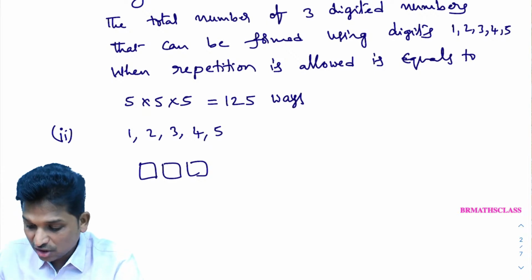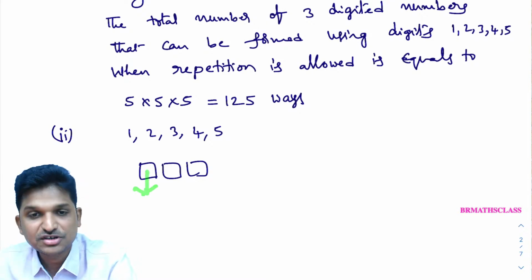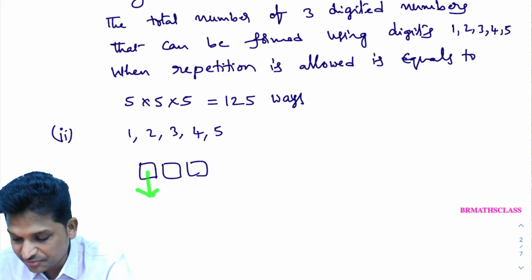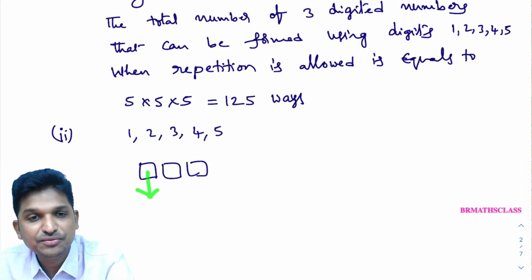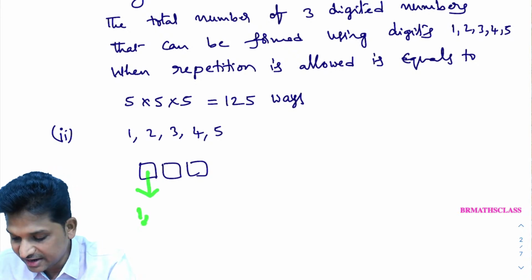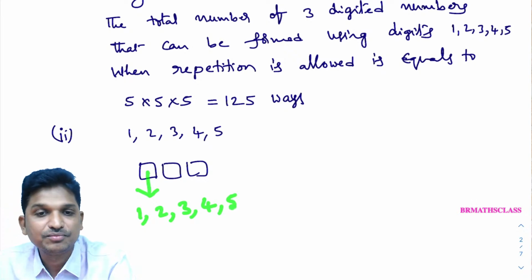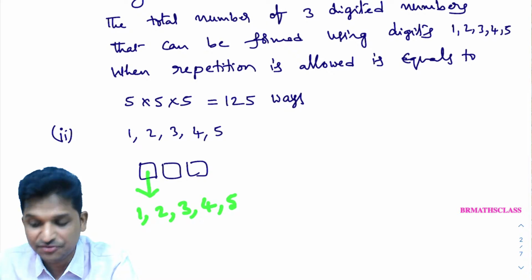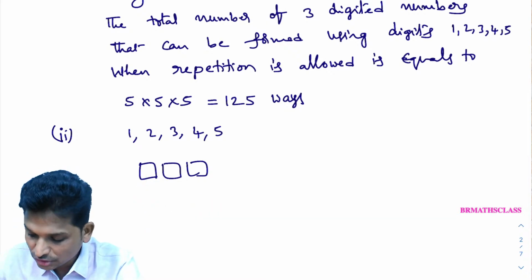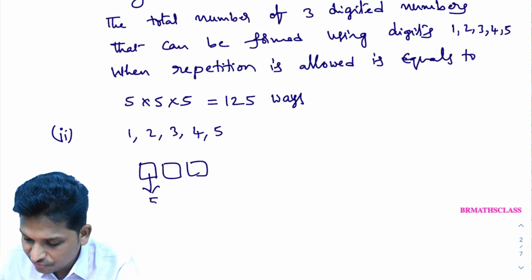Okay. What will I do here? Again, the same way. The first box can be filled in how many ways? Here, is repetition of digits allowed or not allowed? Repetition of digits is not allowed. So the first box can be filled in how many ways? In the first box, I can write 1, 2, 3, 4, or 5. As repetition of digits is not allowed, in the first box we have a choice. We can fill any one of all 5 numbers. So the first box can be filled in 5 ways.